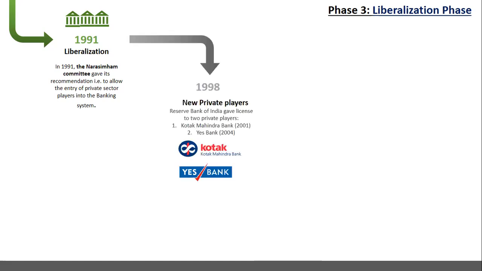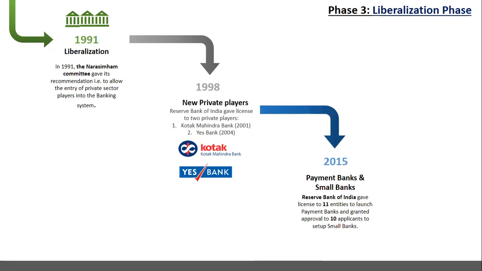After that, in 1998, two of the most famous and leading banks came into existence, and these two are Kotak Mahindra Bank and Yes Bank. They were the two private players that got the license from the RBI in 1998.